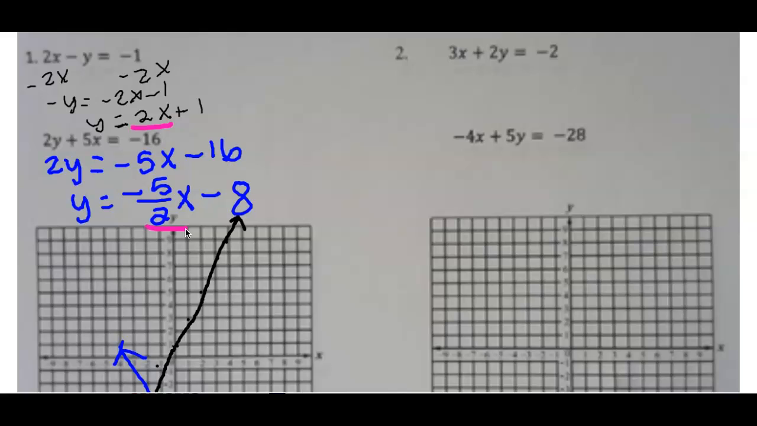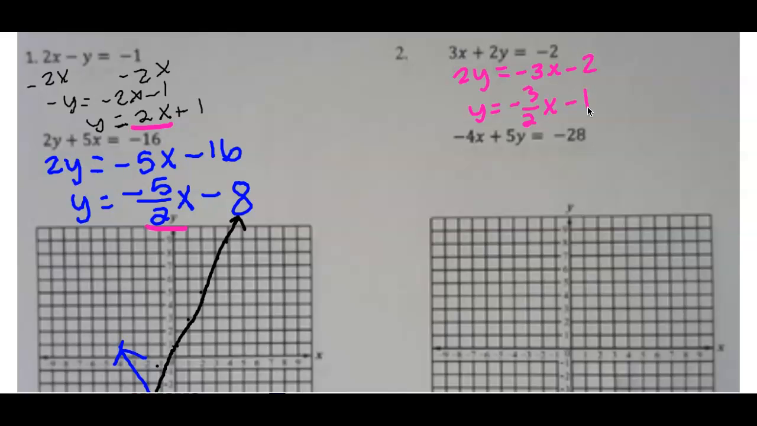Number 2, subtract 3x from both sides. So you get 2y equals negative 3x minus 2. Divide both sides by 2. So you get negative 3 over 2x minus 1. So 2 divided by 2 is 1. It's negative. It stays negative.